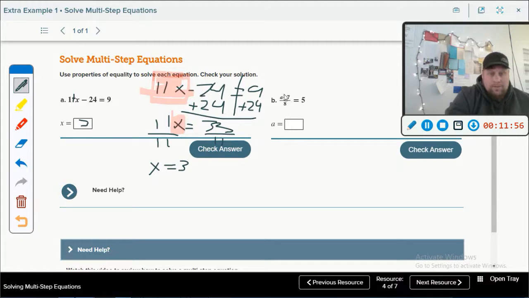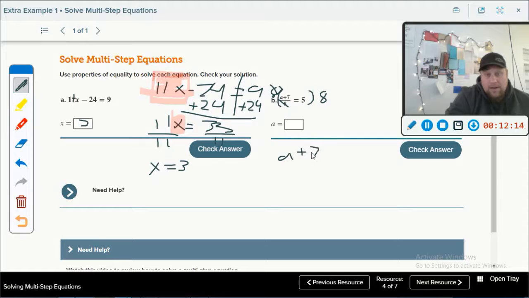But what I do to one side, I've got to do to the other. So what I'm going to have, 8 is going to cross out with this 8, and I'm going to be left with a plus 7 equals, and then what's 8 times 5? It is 40.